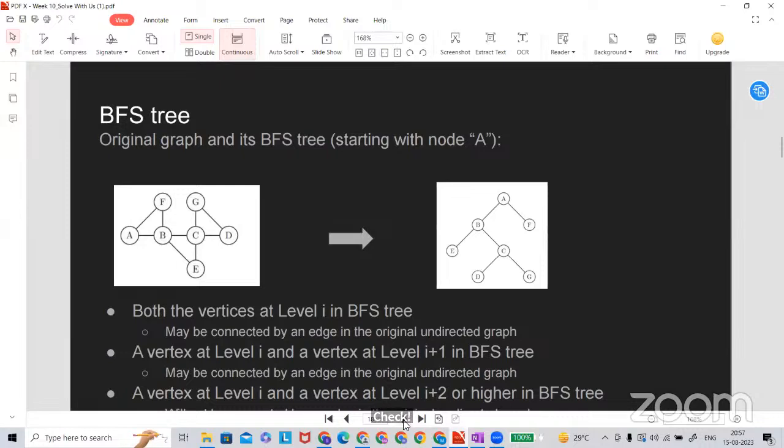So we have a BFS here. When we perform a BFS, breadth first search, in that case we will get a tree. That is called a BFS tree.